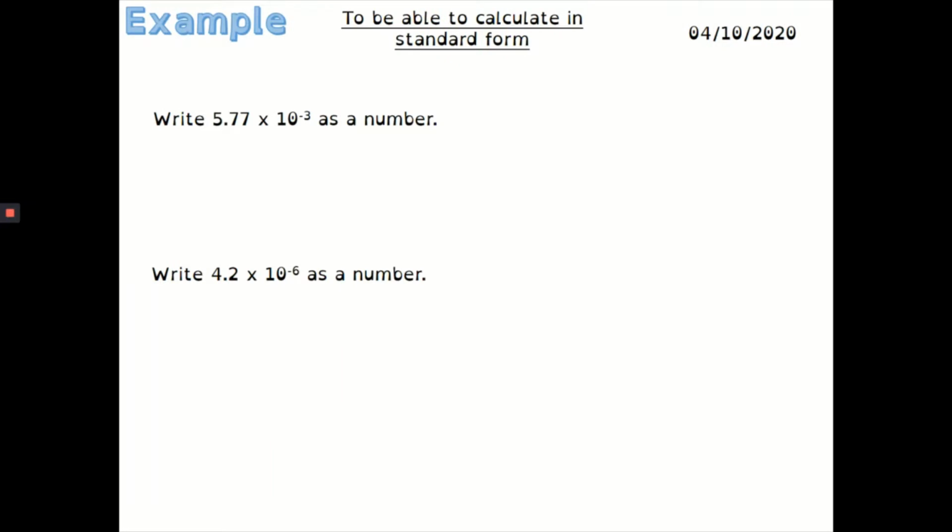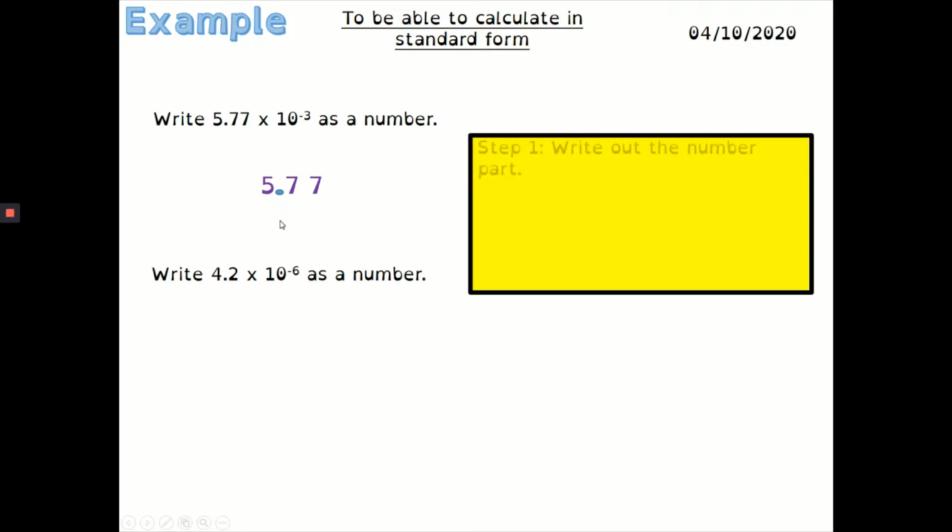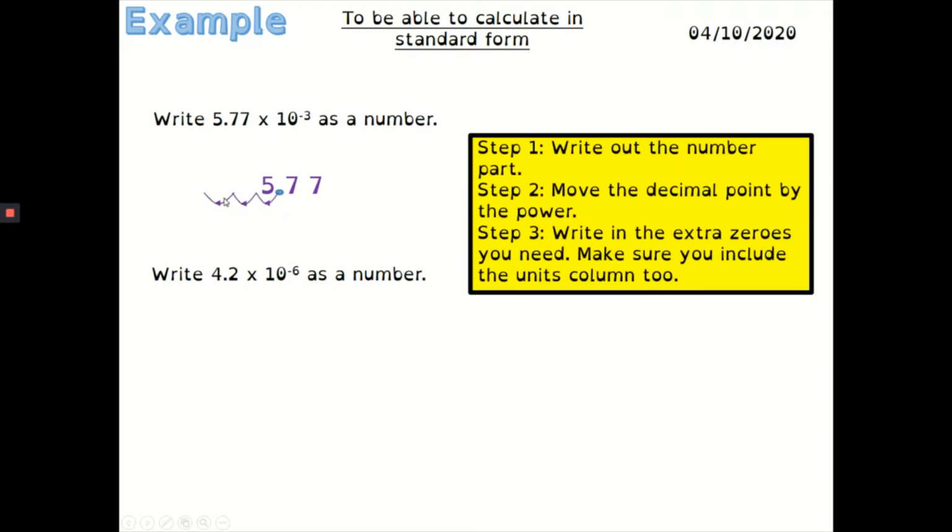Okay, and finally then. Let's say I wanted to write 5.77 times 10 to the power of negative 3 as an actual number. I'm still going to write out the 5.77, but because the power is 10 to the power of negative 3, I'm going to move this decimal point left 3 times. 1, 2, 3. The decimal point will end up here. With this gap here, I'm going to fill in zeros. But because this time I will also need something in my units column to the left of the decimal place, I'm going to put a 0 in my units column as well.